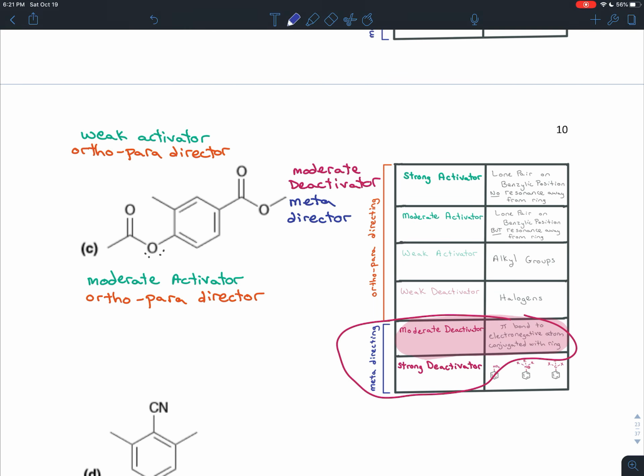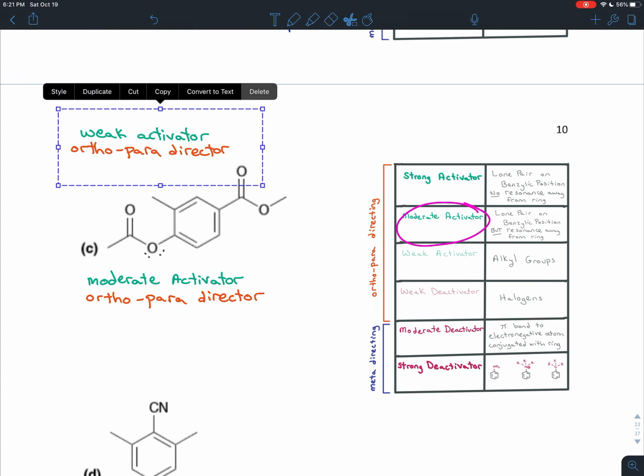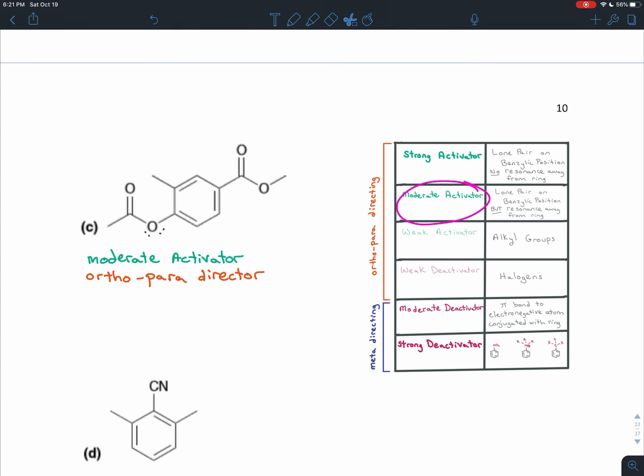So we have our three things here. The directing effect that wins is always the directing effect of the most activating group. So the group that's highest up in this table. The moderate activator is the highest compared to the weak activator and the moderate deactivator. The moderate activator is the highest, and so it's the moderate activator that is going to win and decide the directing effect. So I'm going to erase those other two just so I don't get confused. This moderate activator is what's going to win.